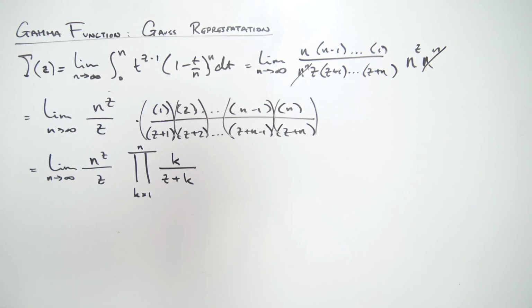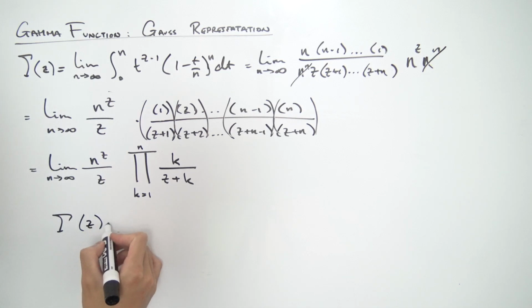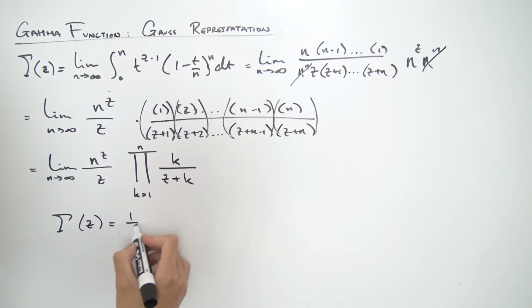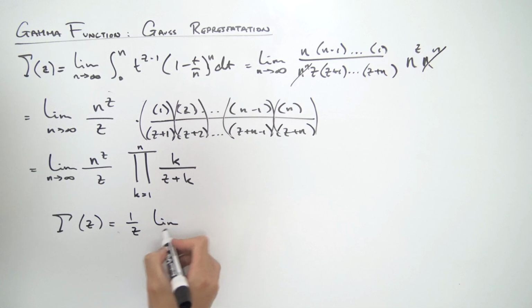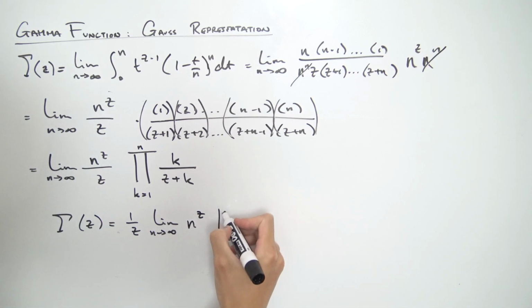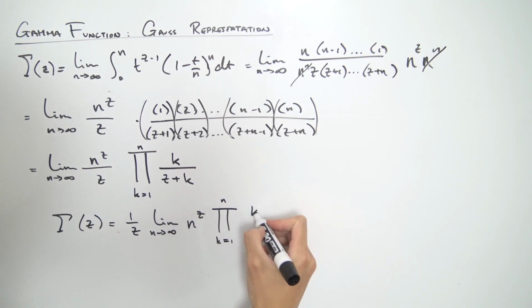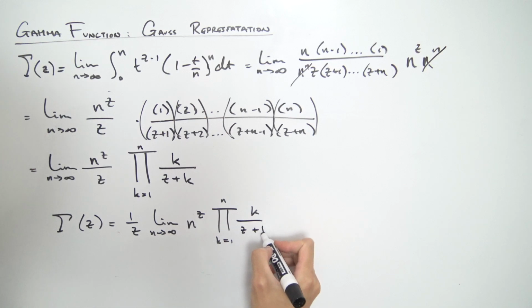And now, all that's really left, you can move this z out if you want because it's independent of the limit, or you can leave it in there. But overall, this is the Gauss representation for the gamma function, which is gamma of z is equal to 1 over z times the limit as n approaches infinity of n to the z, and then product from k equals 1 to n, k over z plus k, like so.